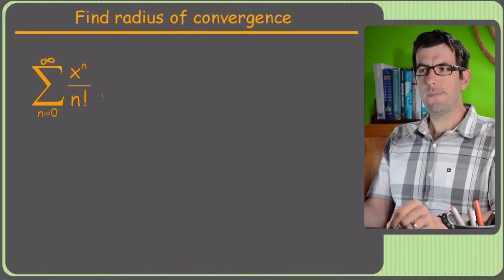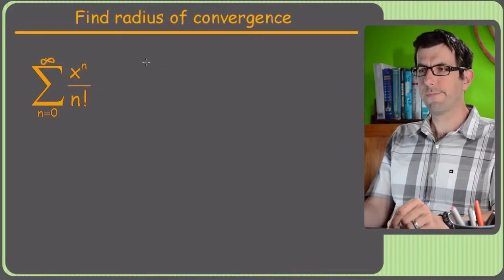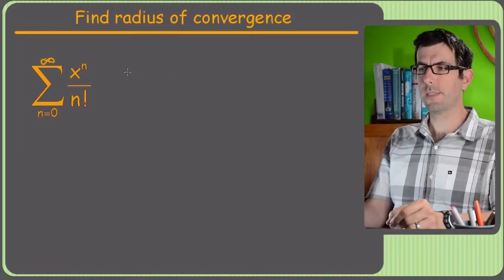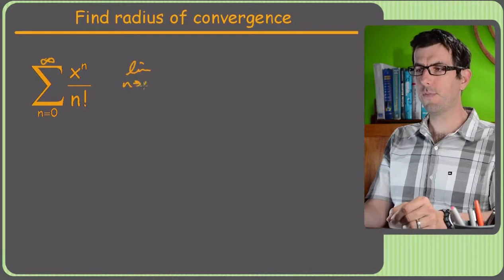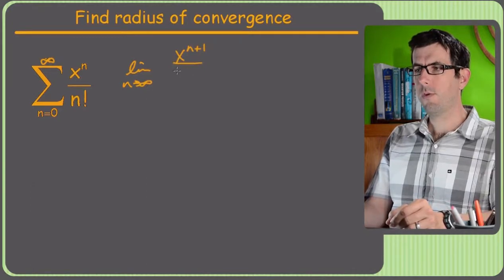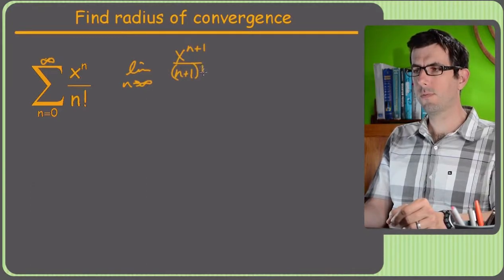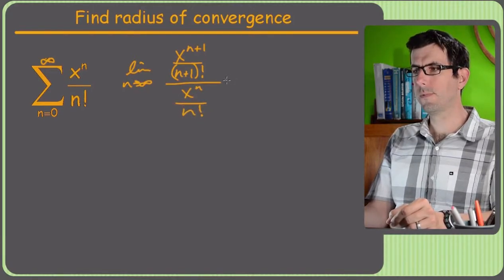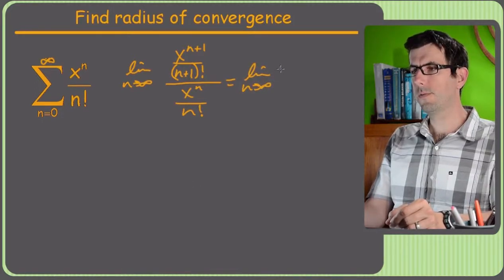All right, last one. So once again, if they mention radius of convergence, you basically don't even need to think. You just go straight to the limit problem. So the limit as n approaches infinity. We want to plug in n plus 1 first. So we get n x to the n plus 1 over n plus 1 factorial over x to the n over n factorial. All right, so that's the limit as n approaches infinity.